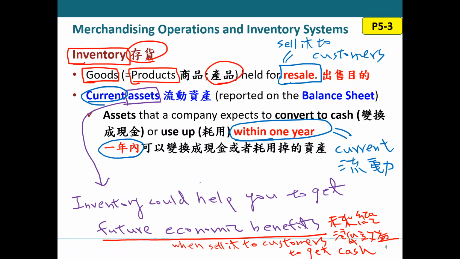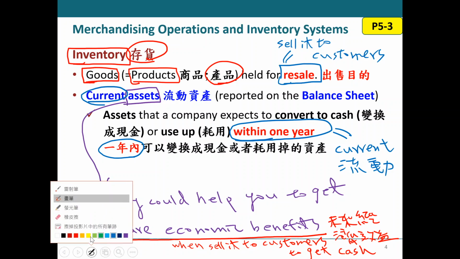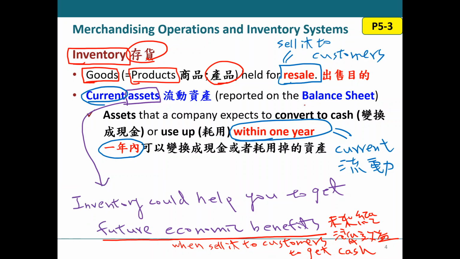Okay, the balance sheet tells you 3 major items: asset, liability, and equity. So you will find asset, liability, equity on the balance sheet. Of course inventory is your asset, so you will find inventory on the balance sheet. Okay, any questions?